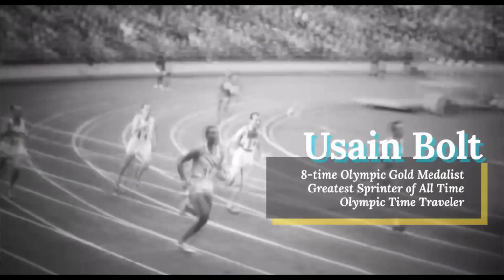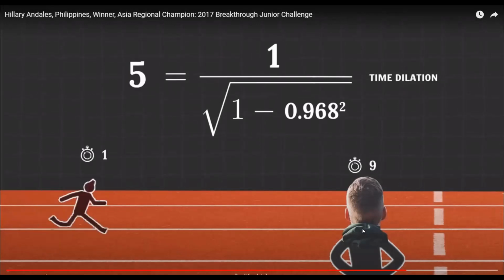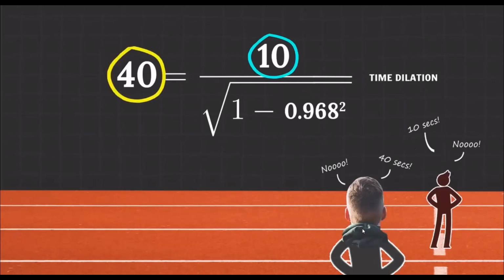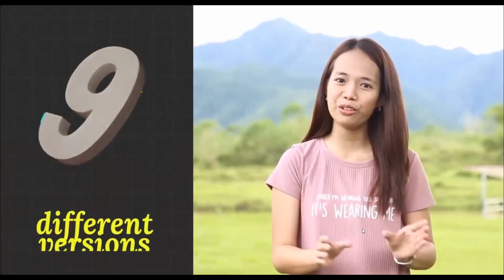So in Olympic races, Usain Bolt is actually the best time traveler. If he ran at 96.8% the speed of light and took 10 seconds to finish a race according to his clock, a stationary judge would record 40 seconds, to which he would obviously object. But their argument would be pointless since time is relative. The really mind-blowing idea here is that observers in different frames will perceive different versions of the same reality. And every observer's frame is equally valid. So before you start making any observational arguments with others, first imagine yourself observing through their reference frames.